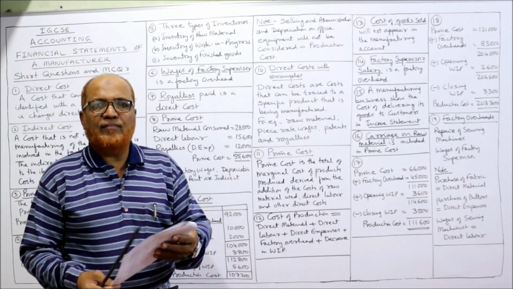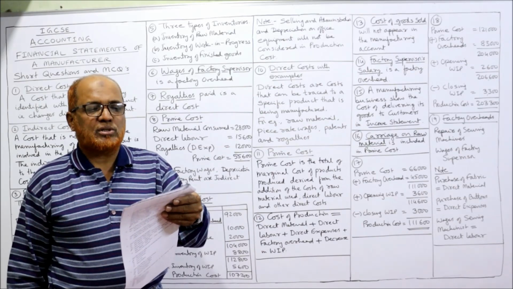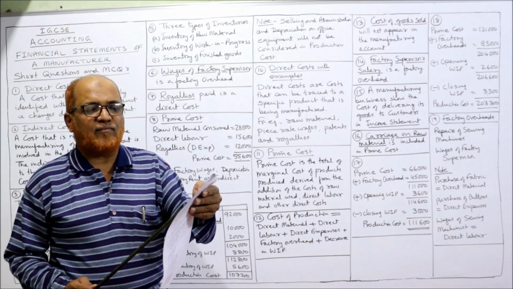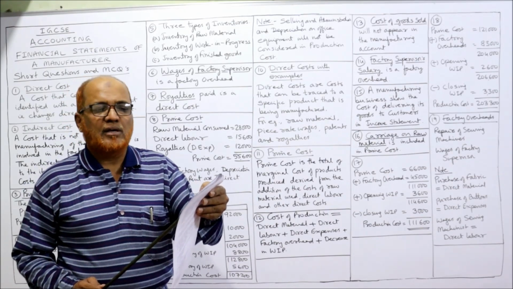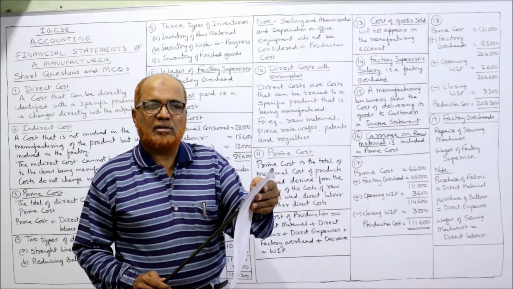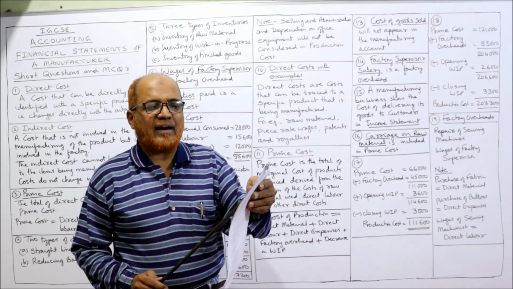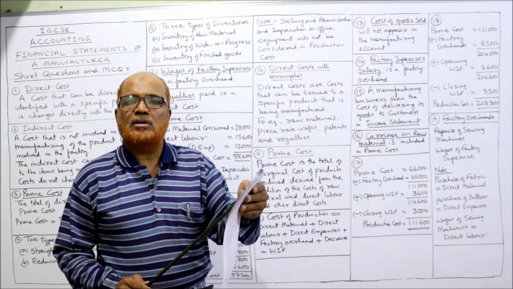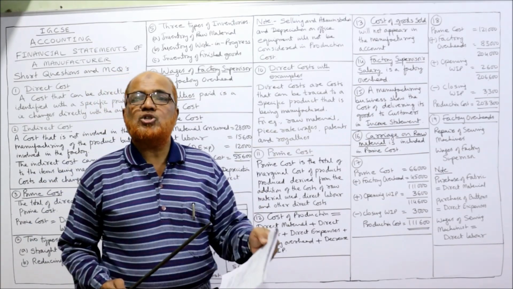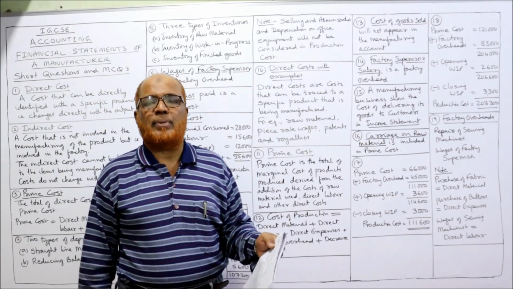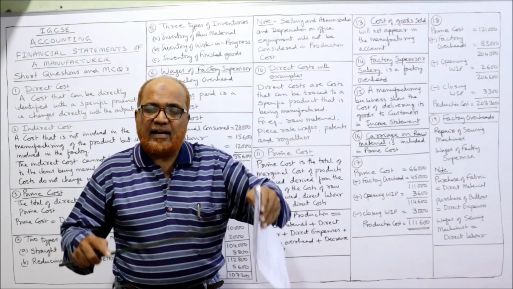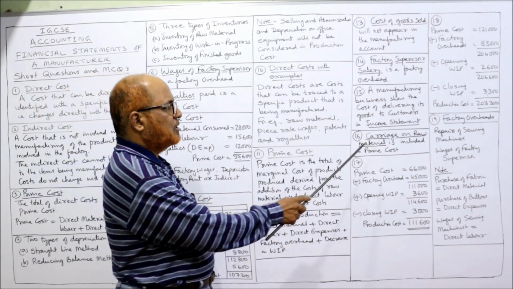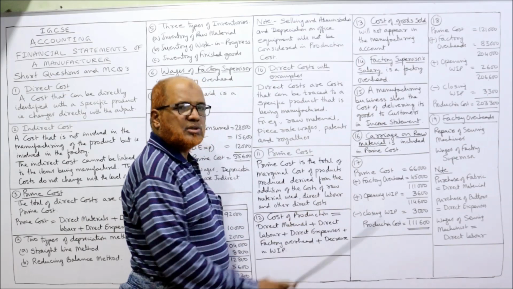Next, 16th. Which item is included in prime cost? The 4 options are given: carriage on raw material, carriage on finished goods, depreciation on factory machinery, supervisor's wages. Supervisor wages is an indirect cost. That is not a prime cost. Depreciation on factory machinery is also an indirect factory cost. Carriage on finished goods is selling and distribution. And carriage on raw material is a part of prime cost. Carriage on raw material will be added to purchase of raw material. So carriage on raw material is included in prime cost.